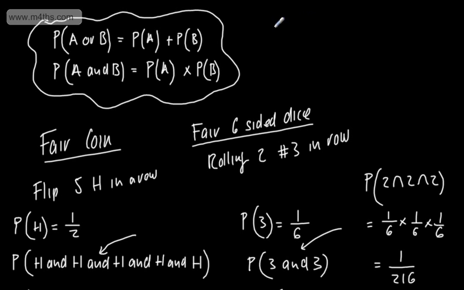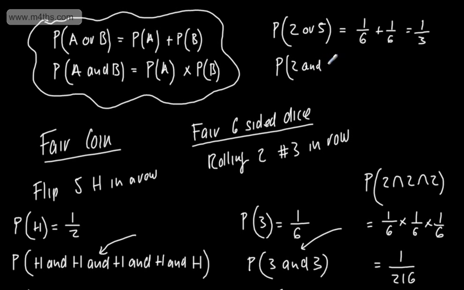So for example, if I said on this one, the probability of, let's go for the 6-sided fair dice, a 2 or a 5, well, that's just adding them. The probability of a 2 is 1 over 6. The probability of a 5 is 1 over 6, which is going to give us 2 over 6, or 1 over 3.